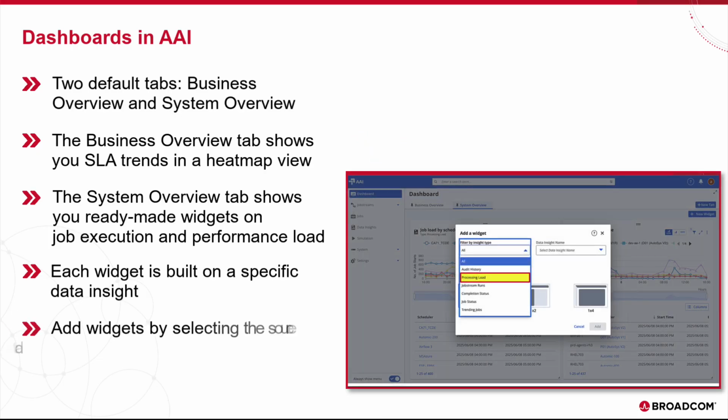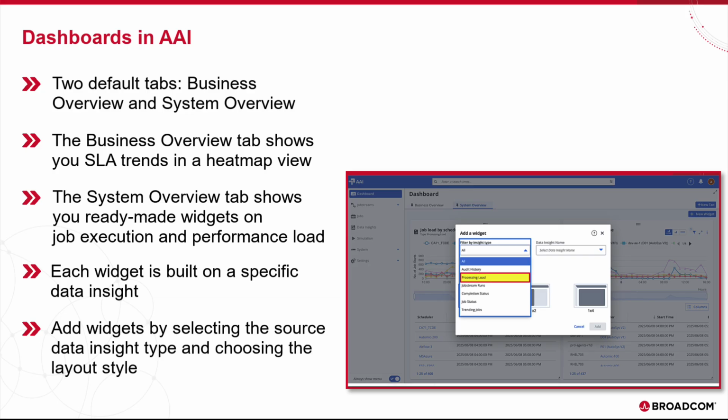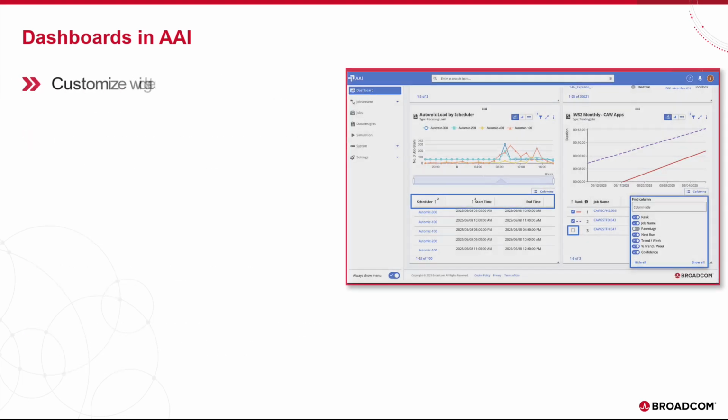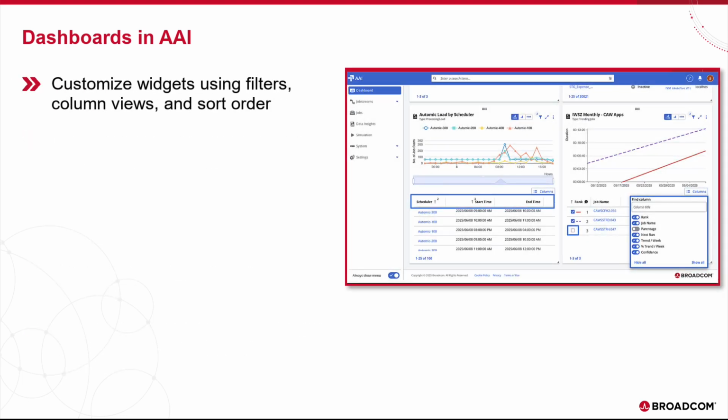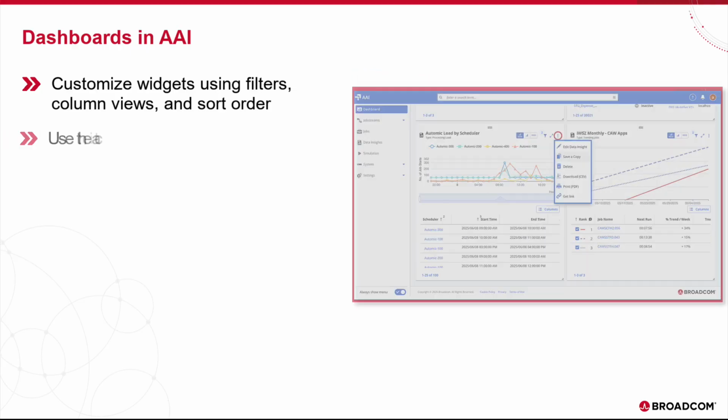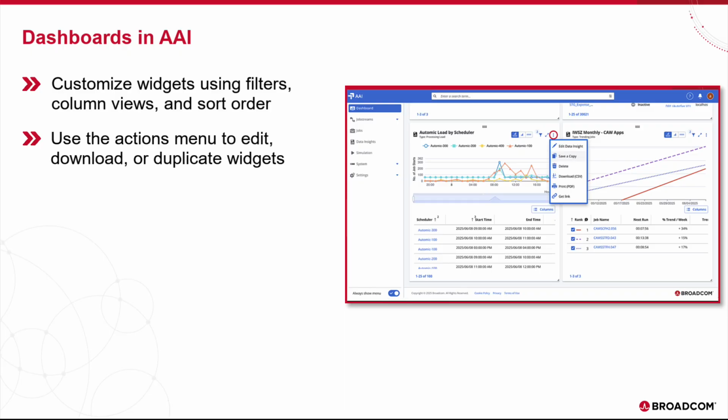You can add widgets by selecting a source data insight and choosing a layout style before placing it on your dashboard. You can modify column layouts, change sort orders, and use quick filters directly in each widget without altering the source data insight. Move, resize, and duplicate widgets. Use the Actions menu to edit insights if permitted. Download CSV or PDF reports.